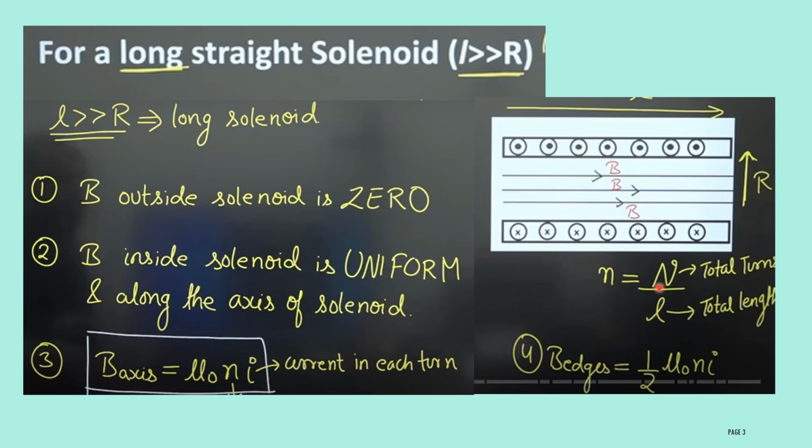Here small n is nothing but N divided by L. Capital N is the total number of turns, and small l means the total length. So the number of turns per unit length times the current in each turn gives n I. Then the magnetic field at the edges will be half of mu naught n I. Mu naught is a constant, and that constant we call the permeability.